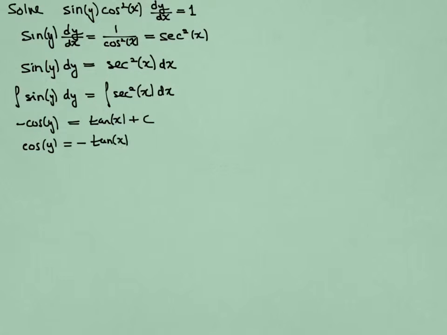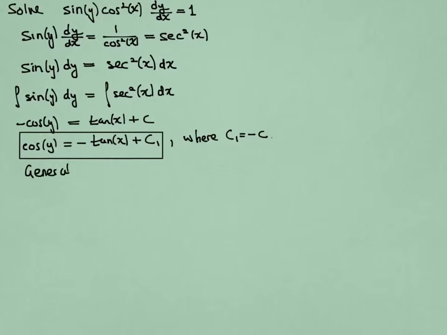Let's multiply both sides by minus 1 to start solving for y. Cosine of y is minus tangent of x plus what I call c1, where c1 is just the opposite of c. Since c is an arbitrary number, this is just as arbitrary, so we can call it whatever we like.